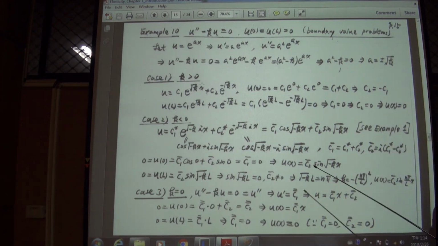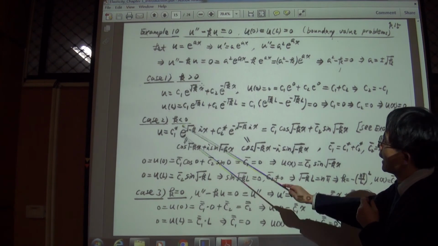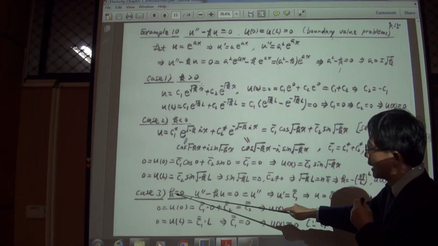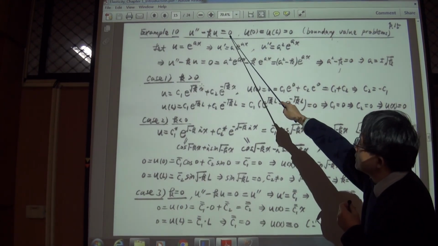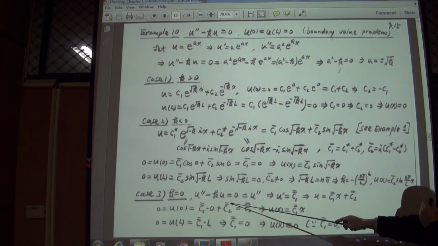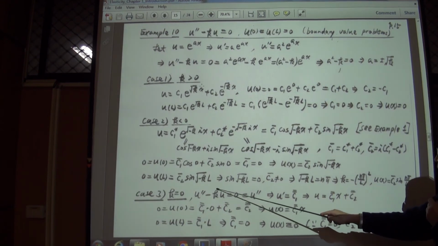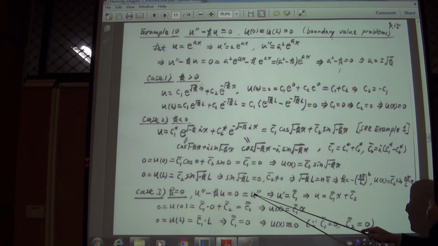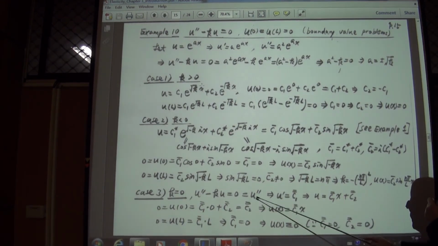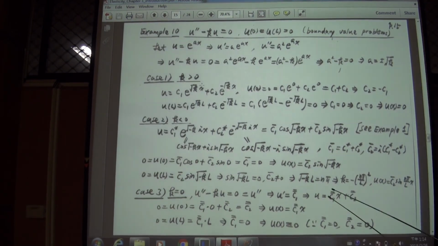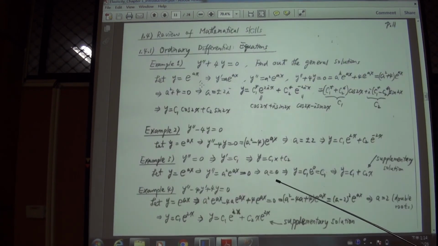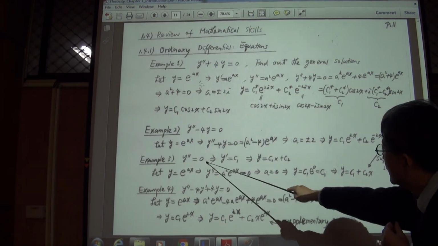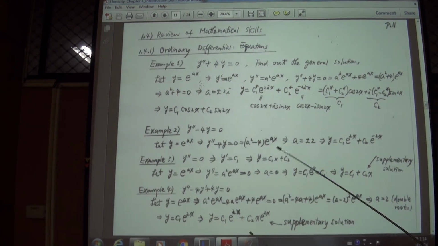In the first case, k equals 0. We have covered k positive, negative, and k equals 0. We solve this equation like this, and then this equals 0 means that u double prime is 0 only, and then we get the solution like this. This solution is just like example 3. Example 3 here. Okay, the same thing.